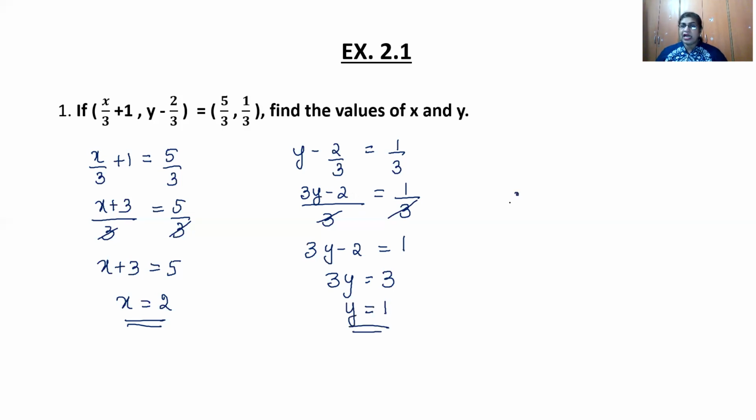So therefore, what is the answer I got for the first question? X value is equal to 2, y value is equal to 1. Hope this is clear. Yes? Okay, we move on to the next question, the second question.